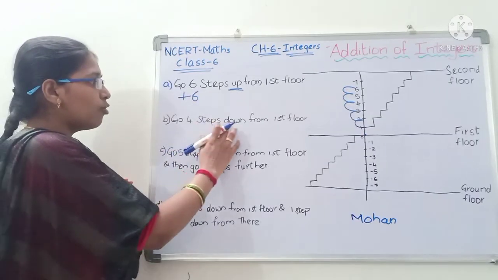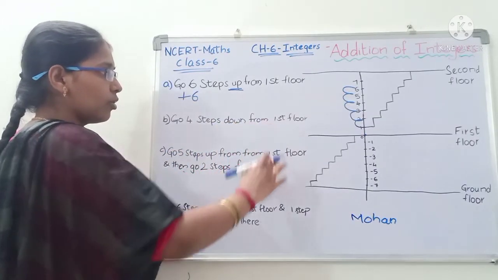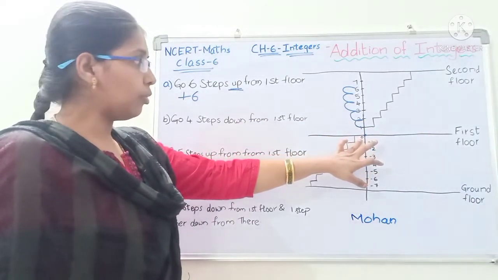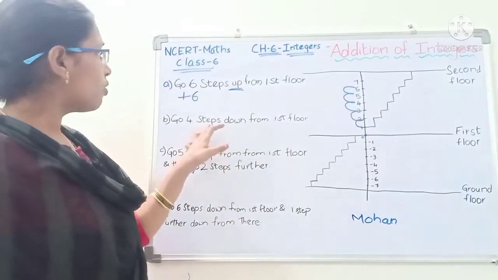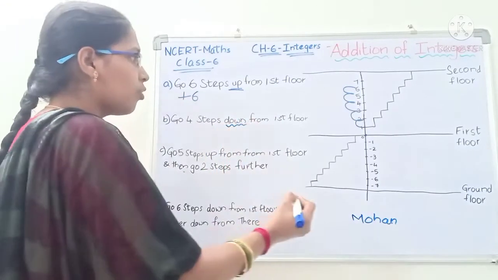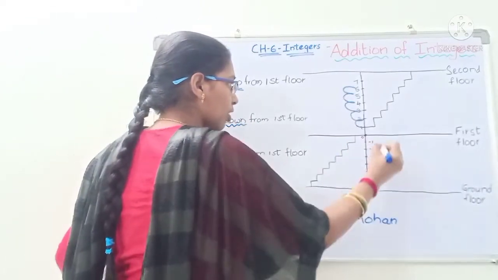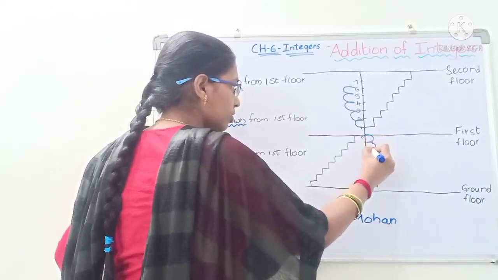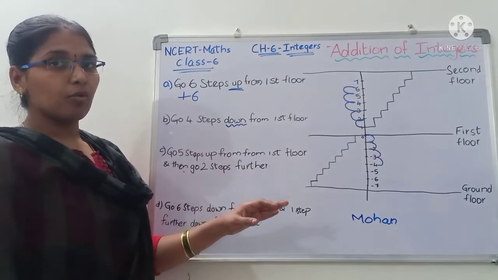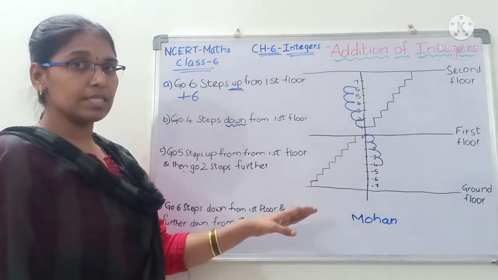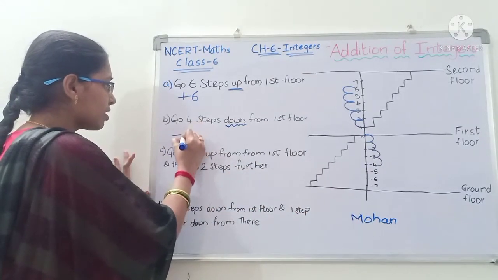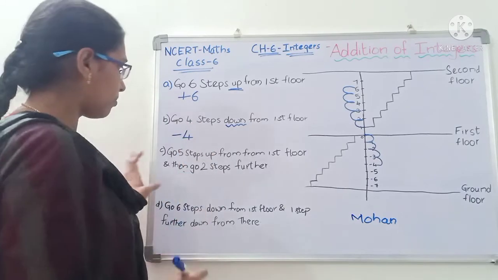Next, go 4 steps down from the first floor. Consider again, he is at first floor at 0. Now you are telling, go 4 steps down. What is the keyword? Down. Down means you should go to the ground floor. 1, 2, 3 and 4. You are going down means the value is less than 0. So the value will be negative. 4 steps down, minus 4.